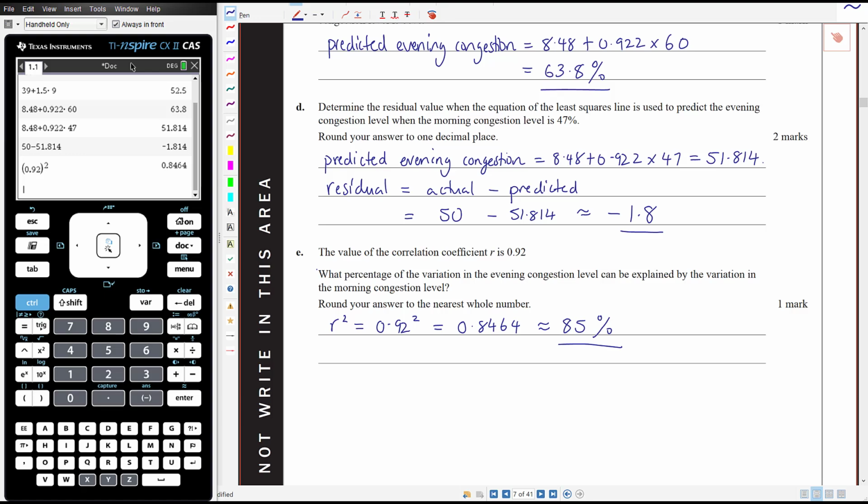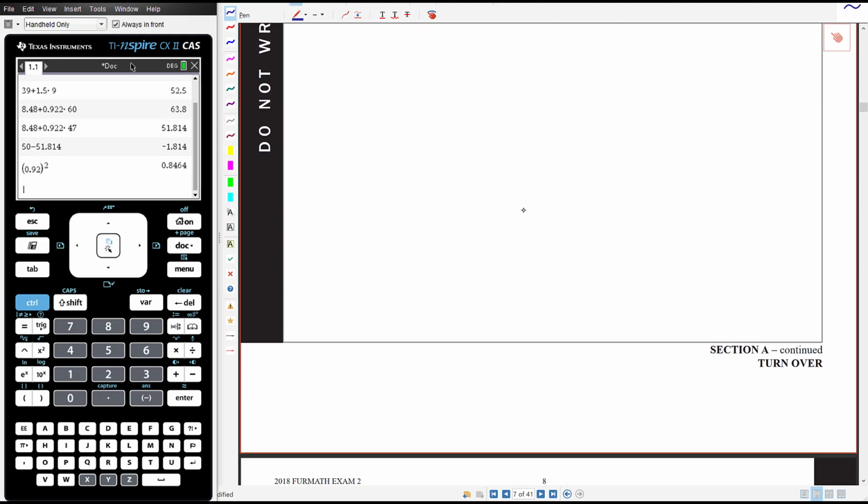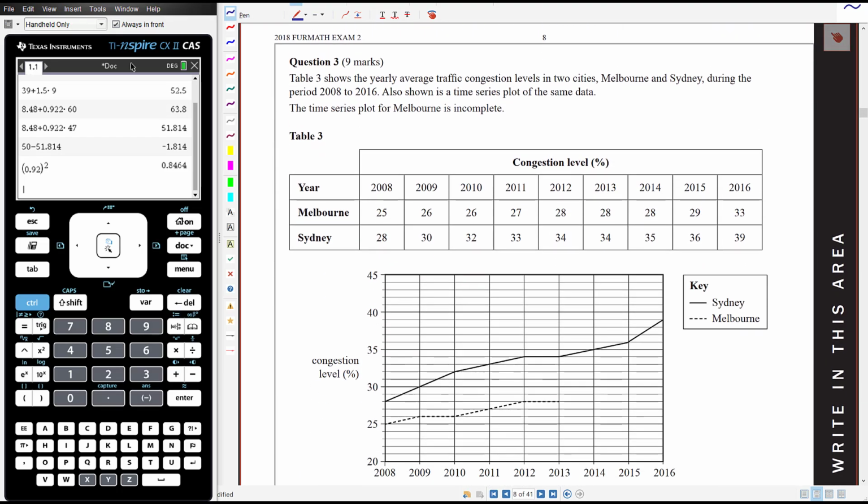Okay, you don't need to rewrite out this sentence. I'm finding a lot of my students are doing that unnecessarily. If the question asked us to interpret the value of the coefficient of determination, we would need to say the coefficient of determination tells us that 85% of the variation in evening congestion level can be explained by the variation in morning congestion level, but that's not what the question asks us. It says what percentage, so it's already given us that sentence. We don't need to repeat it. 85% is all you need there for the mark.